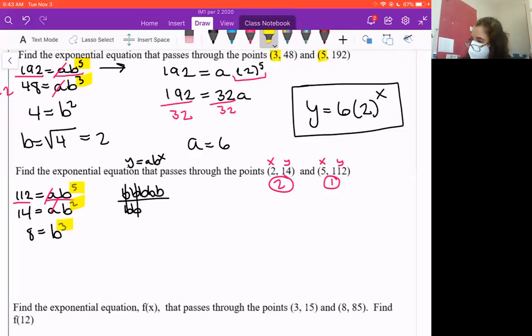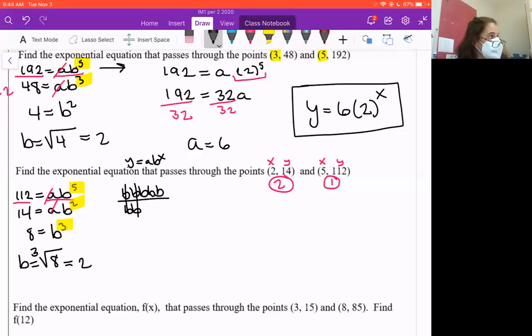So b to the 3rd is 8. So b is going to be the 3rd root of 8. And take the 3rd root of 8 on a calculator. If you don't know what it is, it's 2. Because 2 times 2 is 4 times 2 is 8. So 3 2's multiplied together is 8.